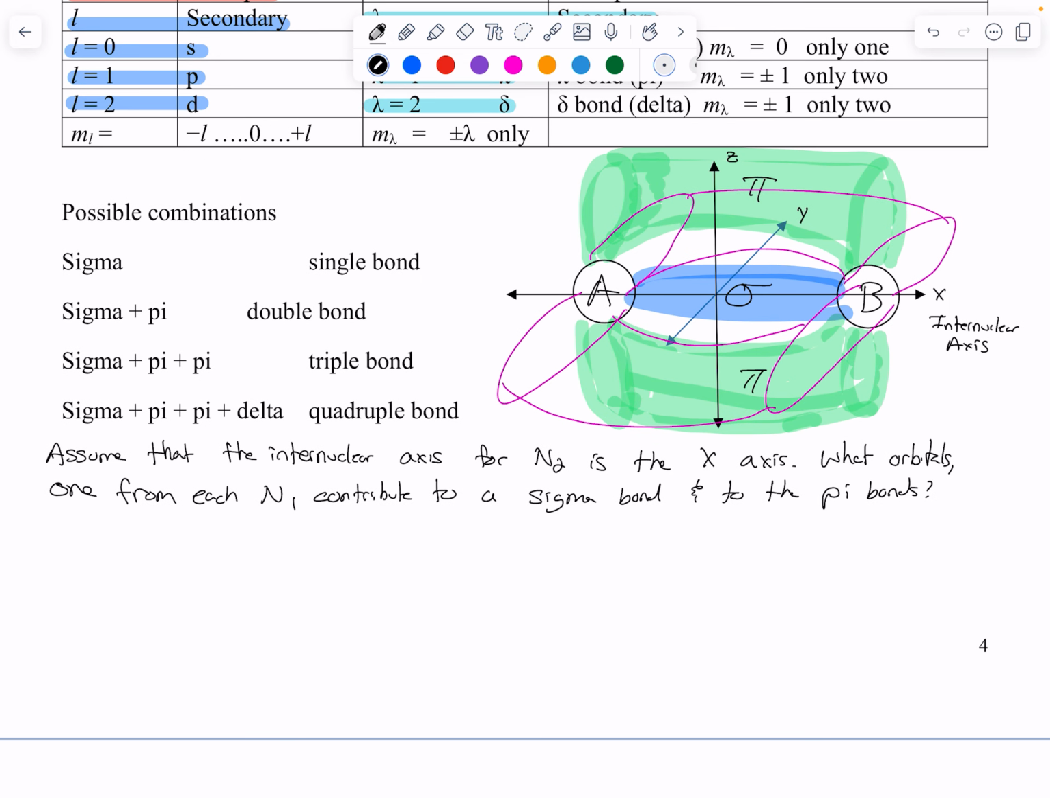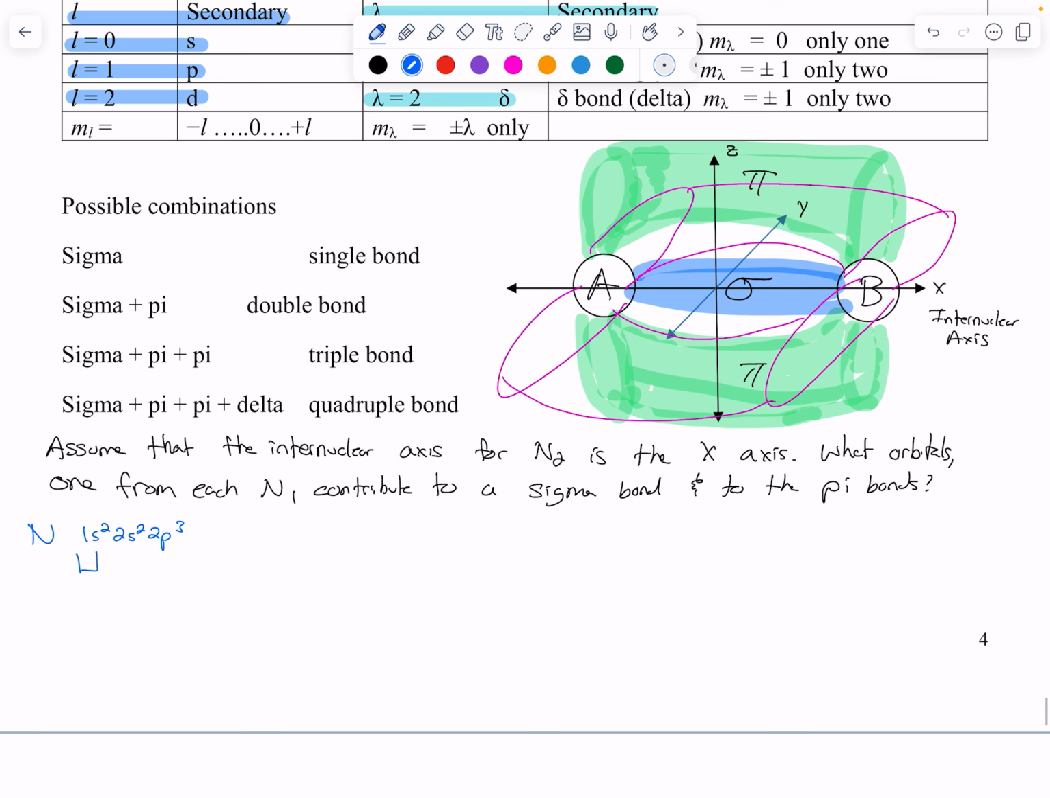That's a good question. So if you look at nitrogen, nitrogen is 1s2, 2s2, 2p3, right? And so 1s is full, 2s is full, 2p, right? And we have up, down, up, down, up, up, up. So we have core, full, and then 1, 2, 3 bonding opportunities in the p orbitals. So it's the p orbitals that are going to overlap.